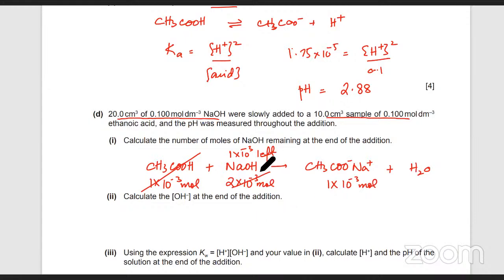So OH minus concentration. So NaOH कितना पड़ा हुआ है? कितना moles? Concentration क्या होती है? Moles. So how many moles of NaOH do you have? That's 1 times 10 power minus 3 moles. और solution का volume क्या है? Volume of the solution is 20 cm cube of this, 10 cm cube of this, that is 30 cm cube. तो यानी ये सब कुछ जो है ना 0.03 dm cube में पड़ा हुआ है. 30 cm cube I think उतना ही बनता है. So what is the concentration now?